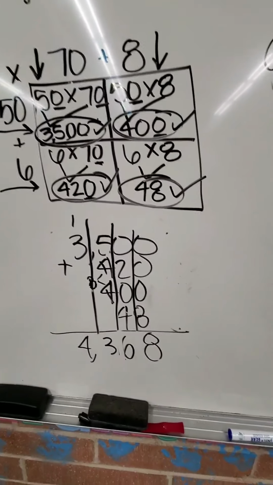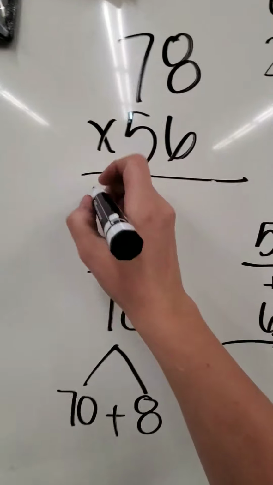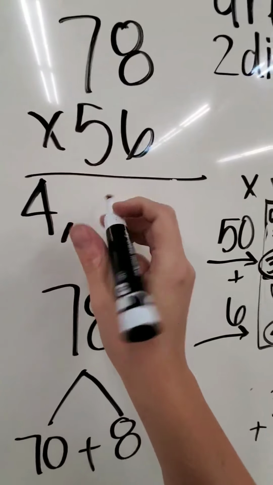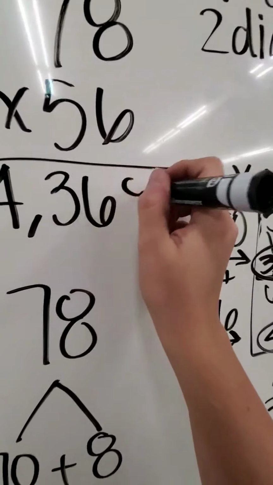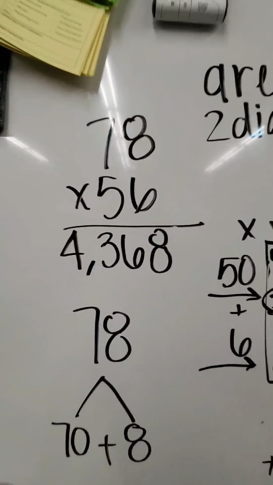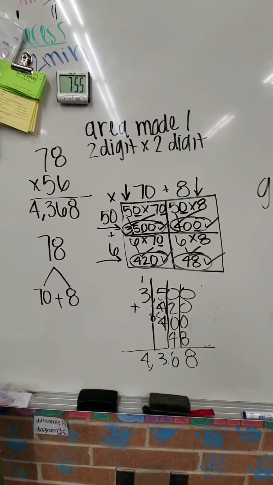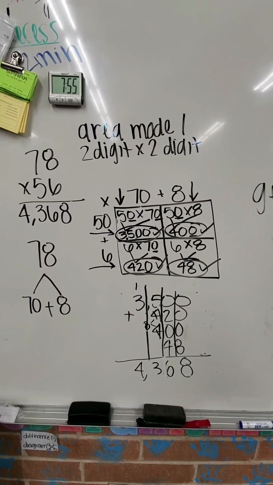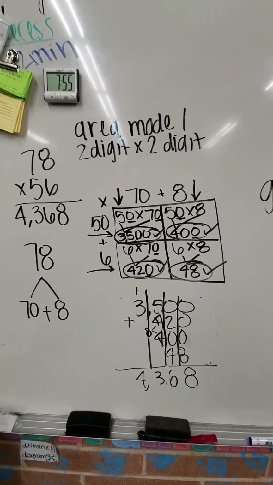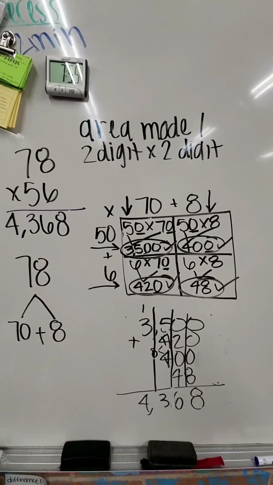Alright, next I'm going to write it over here: 4,368. So that is how you use an area model to multiply a 2-digit number by a 2-digit number. In the next video, I'll show how to check your work and make sure you got it correct.